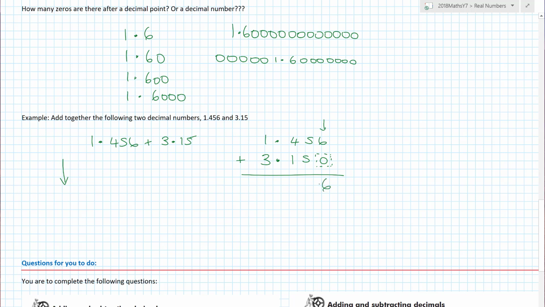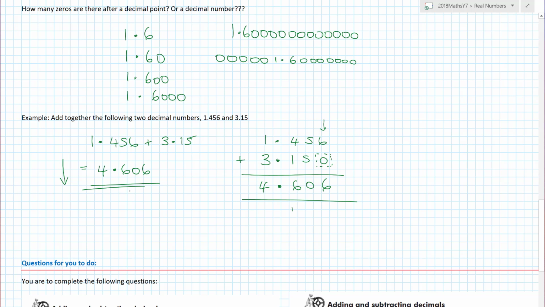So 6 plus 0 is 6. 5 plus 5 is 10. There's a 0, carry the 1. Yes, Australia, I know. 4, 5, 6. And 3 plus 1 is 4. And we don't forget the decimal point. So adding those together, I would write my answer as 4.606. And that 0 would very much stay in there. Please don't get rid of it.